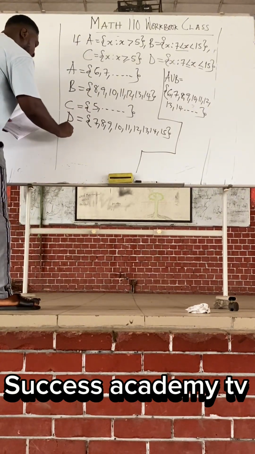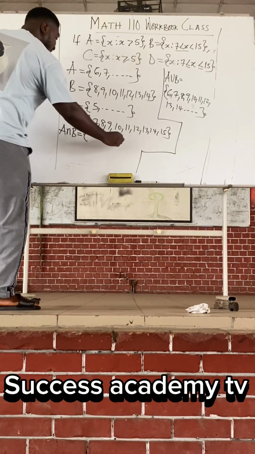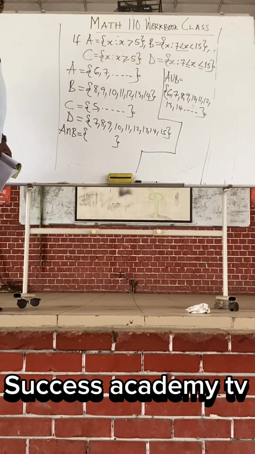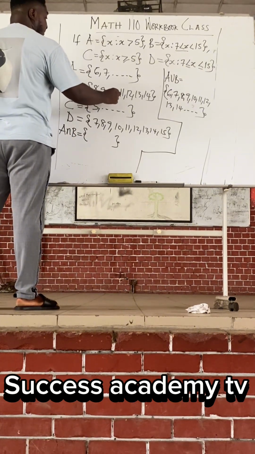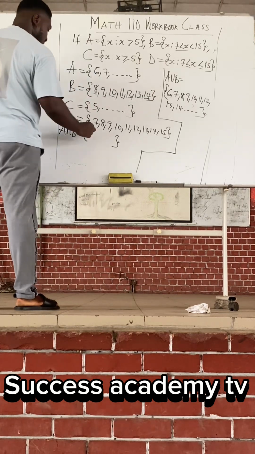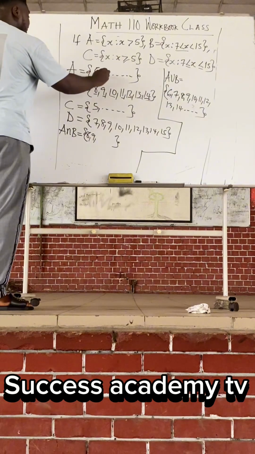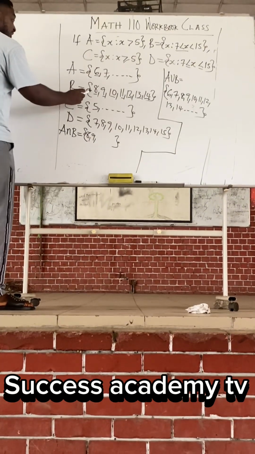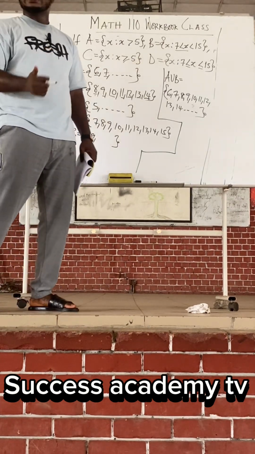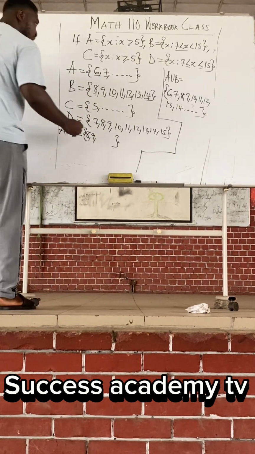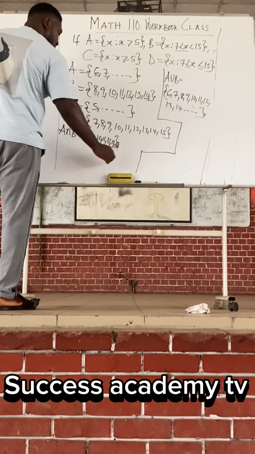A intersection B, the second part of the question. Intersection means what is common between the two sets. Class, what is common between the two sets? We start from 8, 9, 10, 11, 12, 13, because everybody in B is in A, right? But 6 and 7 are not in B, because B did not start from 6 and 7. The intersection between two sets are elements that are found in both sets, elements that are common in both. So 8, 9, 10, 11, 12, 13, 14.